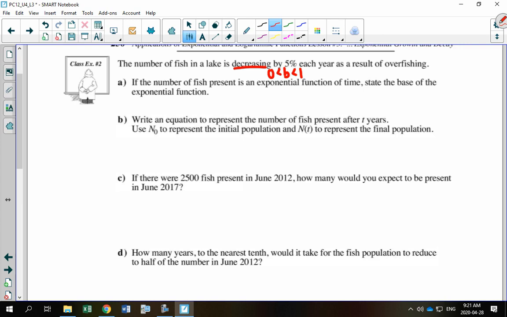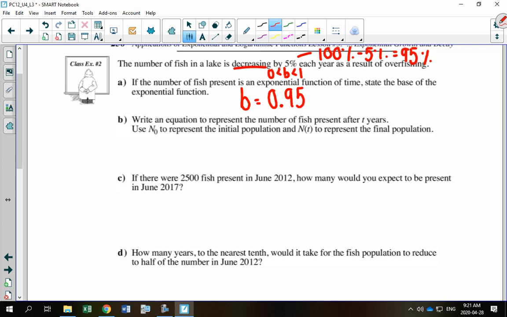If it's decreasing by 5%, that means every year there's 95% of the population remaining, right? So if I go 100% minus 5%, that means every year there's 95% of the fish population remaining, which is going to be my base number. So my base as a decimal will be 0.95 to represent 95% of the population remaining and to represent decay, because that b value is between 0 and 1.